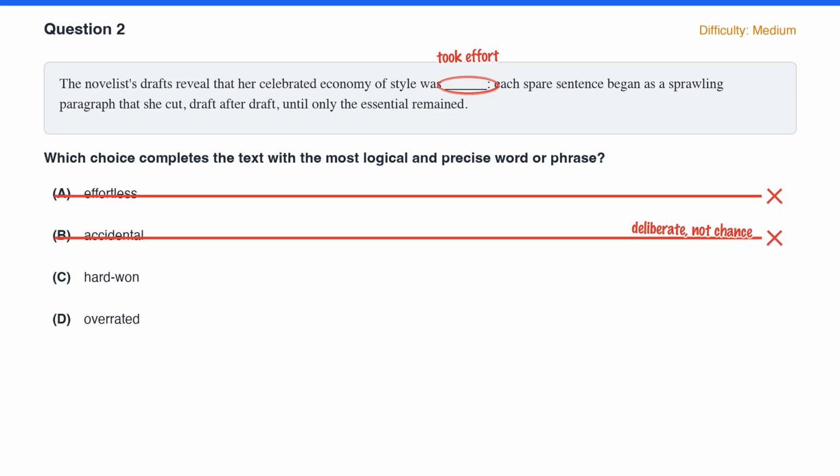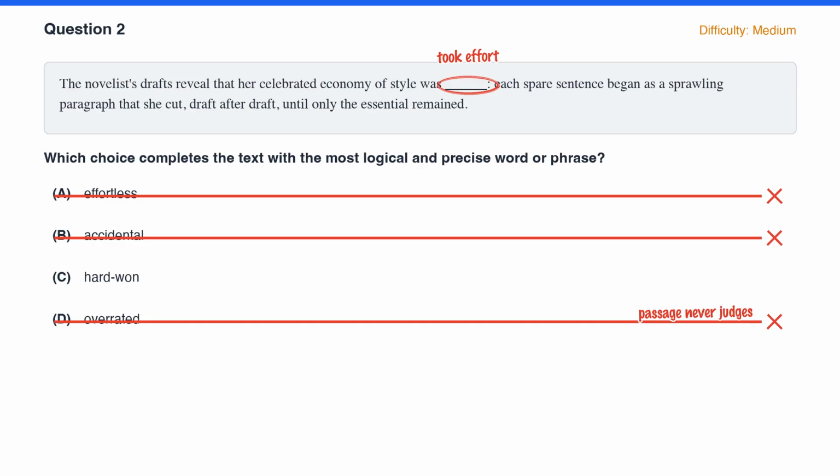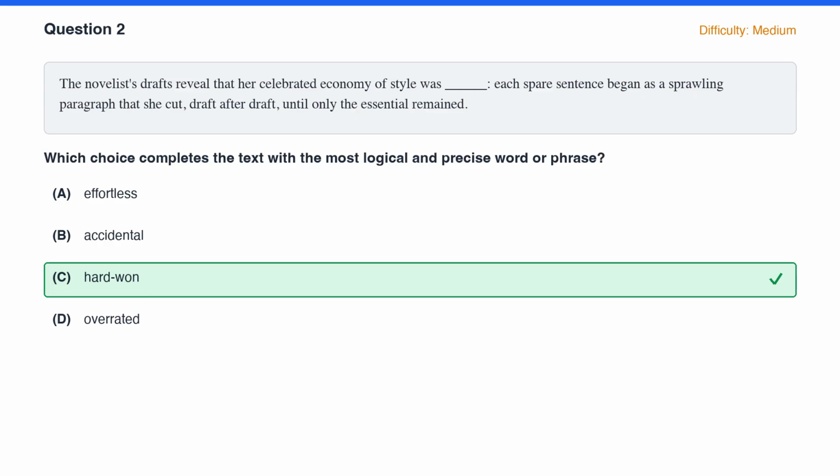Overrated judges whether the fame is deserved, a question the passage never raises, so that dies too. Hard won means earned through great effort, and that fits the drafting perfectly. Hard won is right because the colon's evidence, sprawling paragraphs cut draft after draft, shows the style was earned through hard work. Takeaway: when a colon defines the blank, let that definition choose your word.